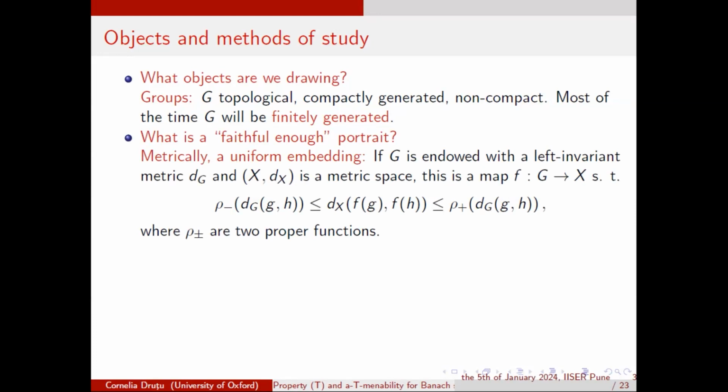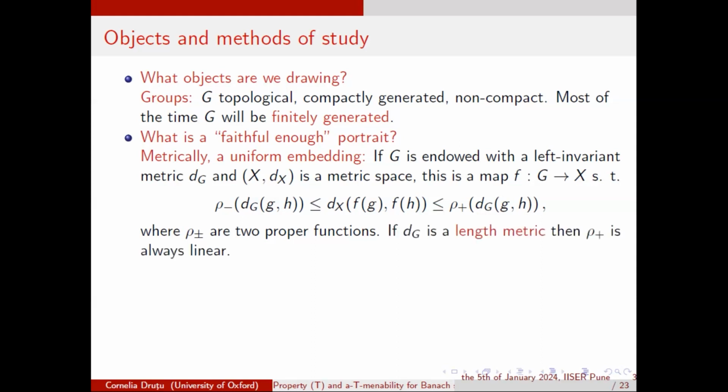So if we look at the distance between the images and we try to compare it to the distances in the beginning, the only thing we want is that this new distance increases to infinity as this increases to infinity, but the speed is not an issue. So we just want to have an inequality like that, with on the left-hand side and the right-hand side two proper functions, well, obviously defined on R plus and taking values in R plus, and going to infinity as the variable increases.